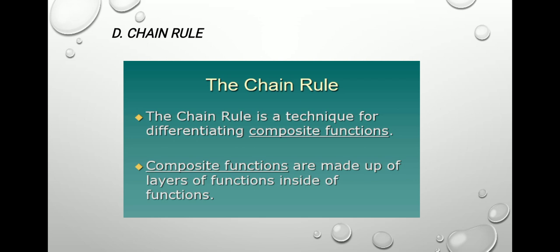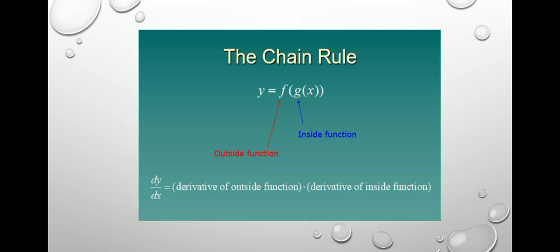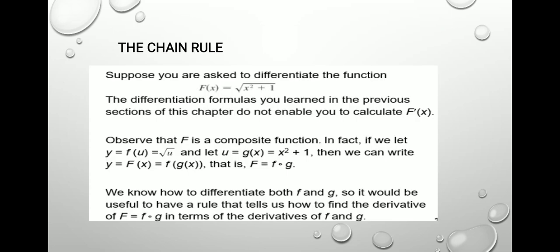The chain rule is a technique for differentiating composite functions. Composite functions are made up of layers of functions inside of functions. The best example of this is when you are peeling onions. The chain rule: y is equal to f of g of x, wherein f is the outside function and g is the inside function. dy over dx is equal to the derivative of the outside function times the derivative of the inside function.